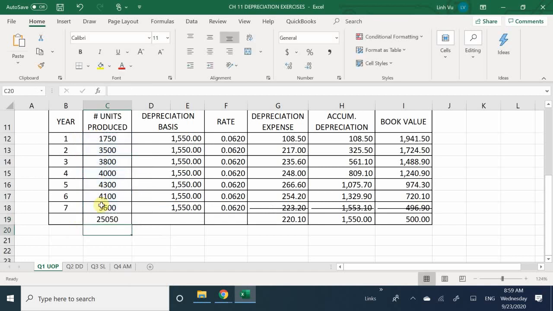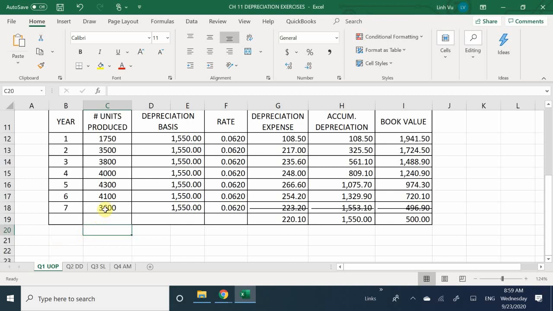I'm going to get a grand total of 25,050. So in this case, we already know that it can't be that. It can only be 25,000. But in this case, we're still going to keep it the way it is, right? Because we've calculated backwards that it should be this.